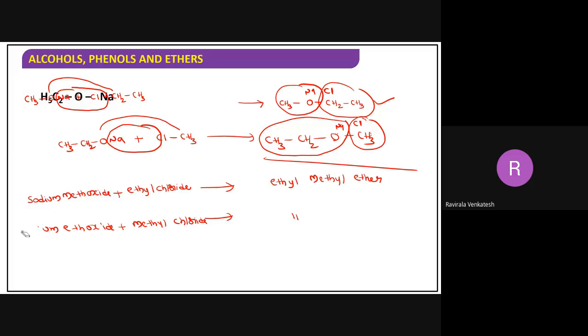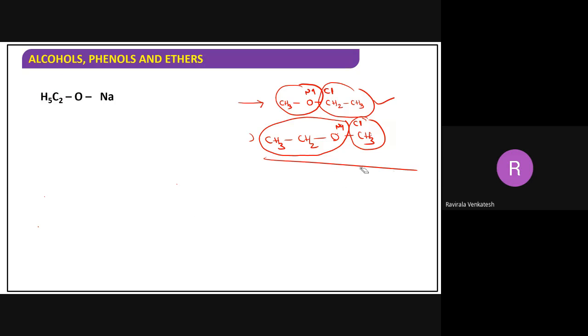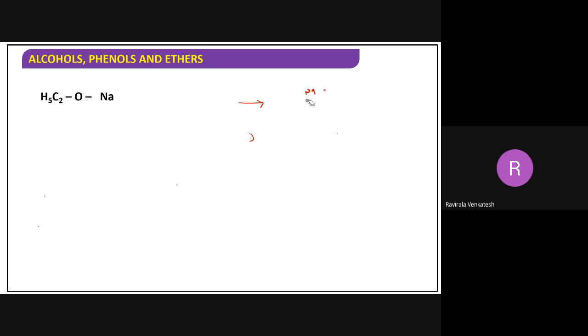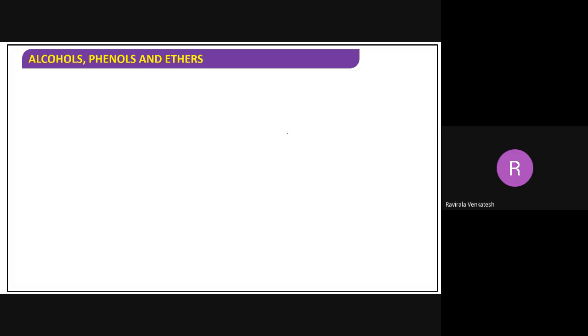But which gives a very good yield? In which method is the percentage of yield high? That means if I take ethyl chloride or methyl chloride, which will give more yield actually? That is important for us. All of you understood what the Williamson synthesis reaction is? Any doubts in writing the Williamson synthesis reaction?